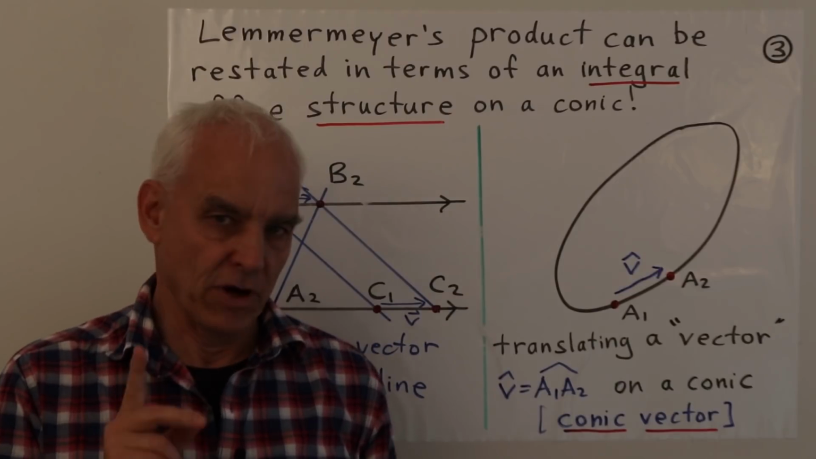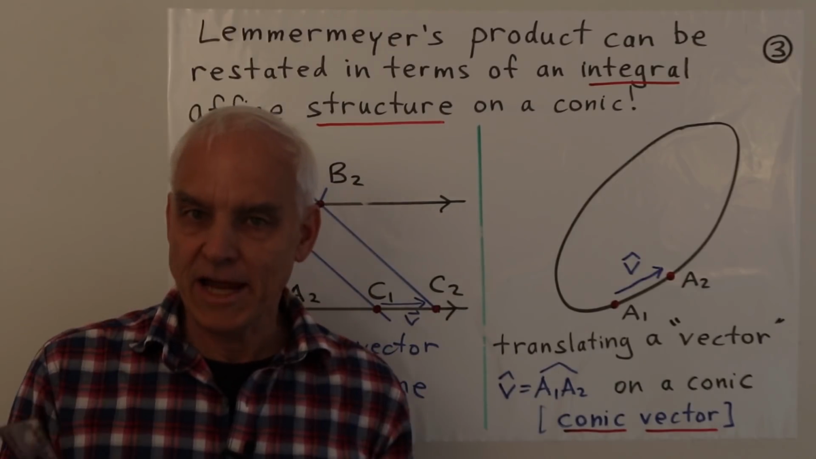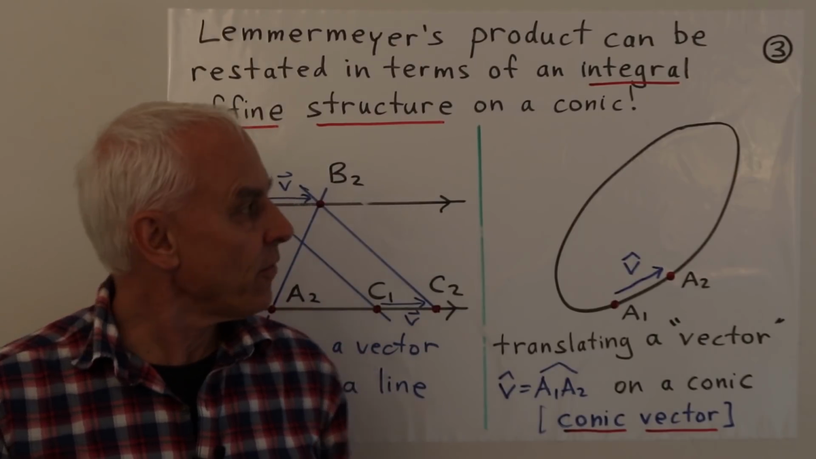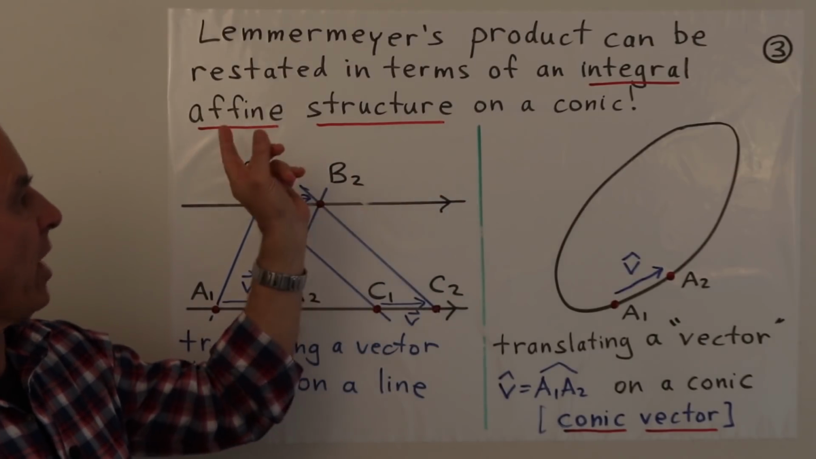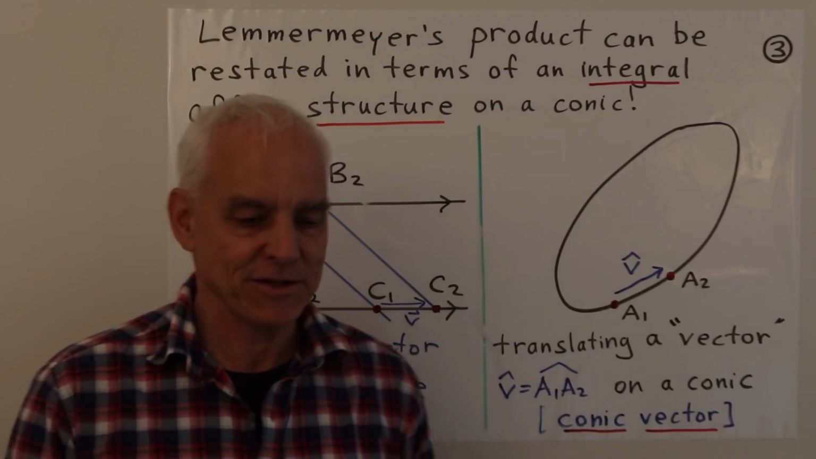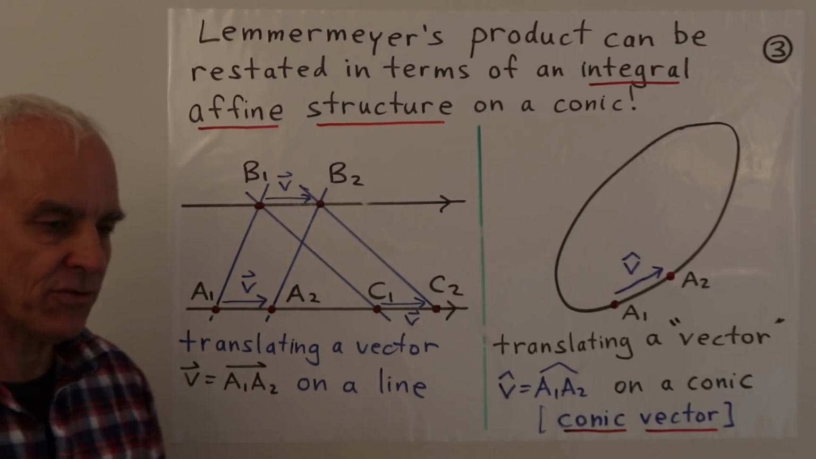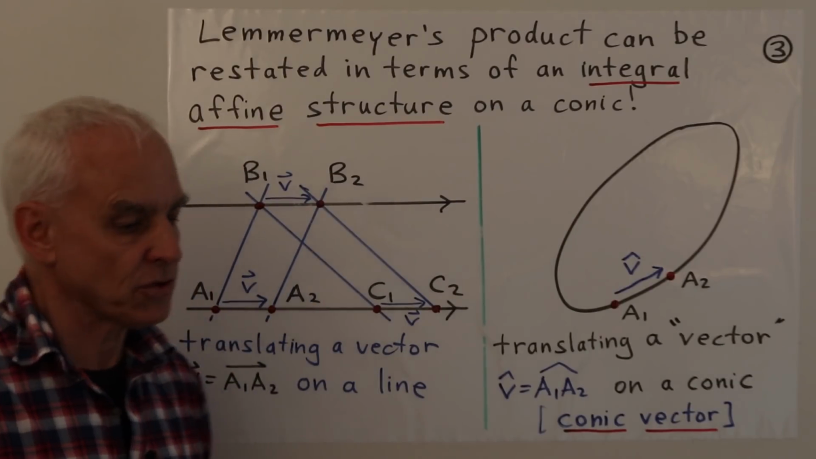Now it will be useful for us to observe that Lemmermeyer's product can actually be restated in terms of what I'd like to call an integral affine structure on a conic. So I want to explain this to you. I think it's quite interesting. So to do that, let's go back to the very first lectures in this course.